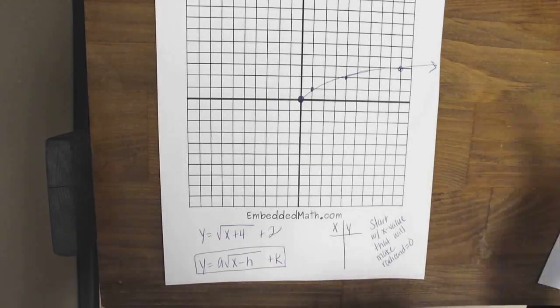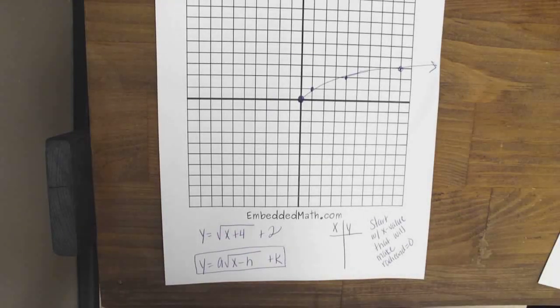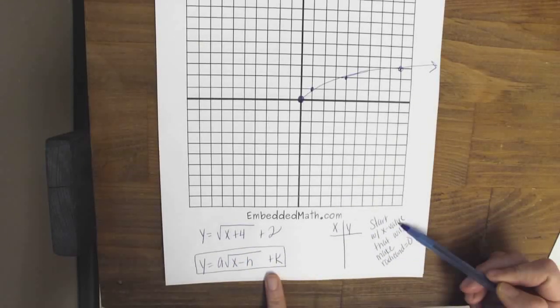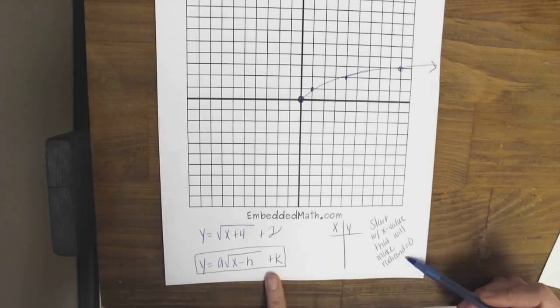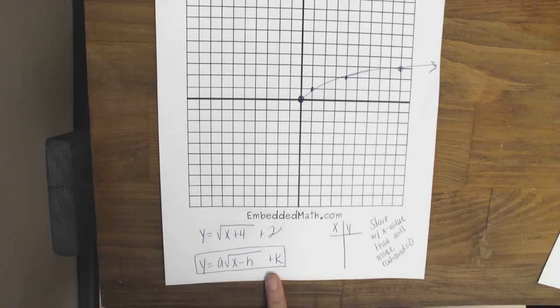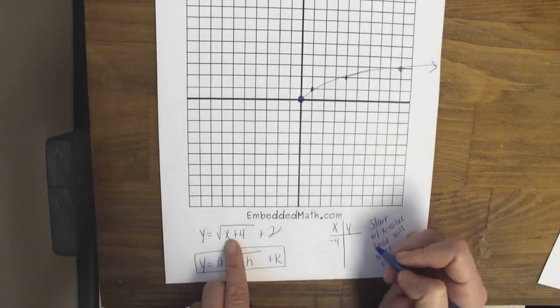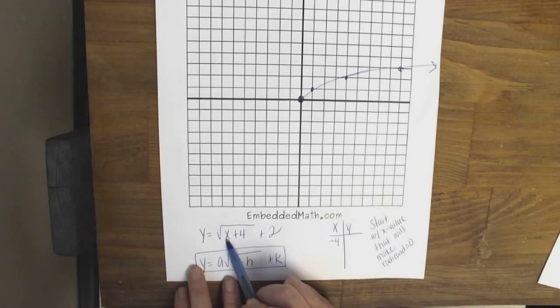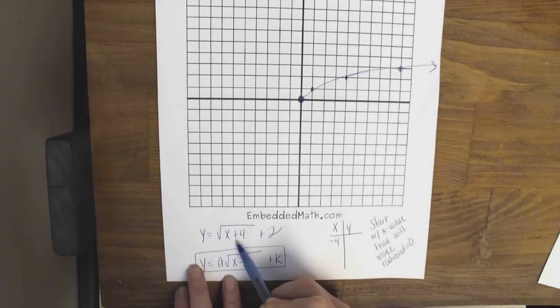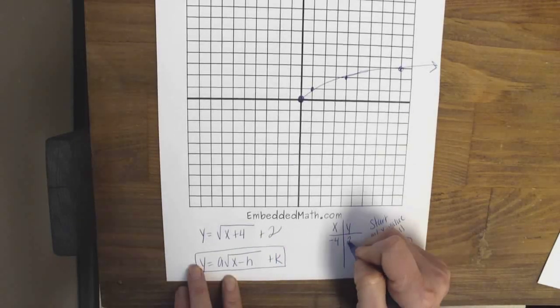Now, what I advise is, again, you pick x values that will work out nice for you. For example, I usually say if there's stuff underneath the square root, start with an x value that will make the radicand equal to 0. Why? Because I know the square root is 0. So the first x value I'm going to put in is negative 4. Why? Because negative 4 plus 4 is 0. Square root of 0 I know is 0. 0 plus 2 is 2.